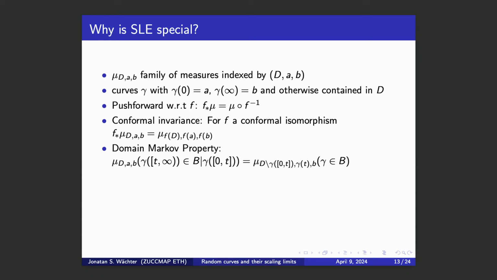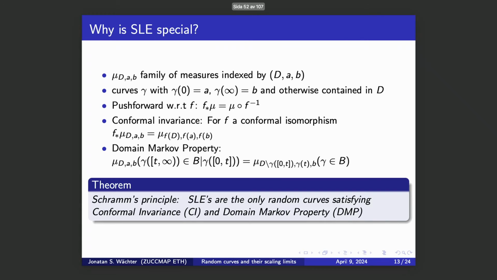So again, what's the idea here? Well, the idea is that somehow this conditional probability is captured completely by geometric information. It's captured completely by another measure in this family of measures, indexed by some domain, some point A, some point B. And it turns out, and this is Schramm's principle, that SLE curves are the only random curves in the plane satisfying conformal invariance and this domain Markov property.